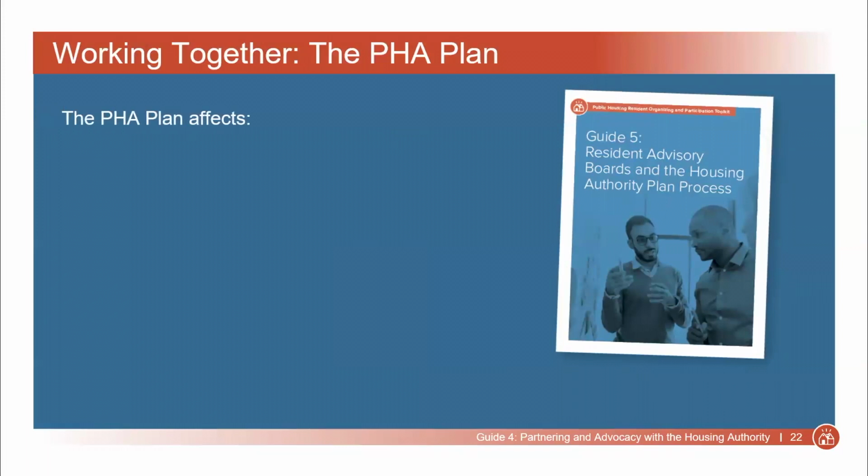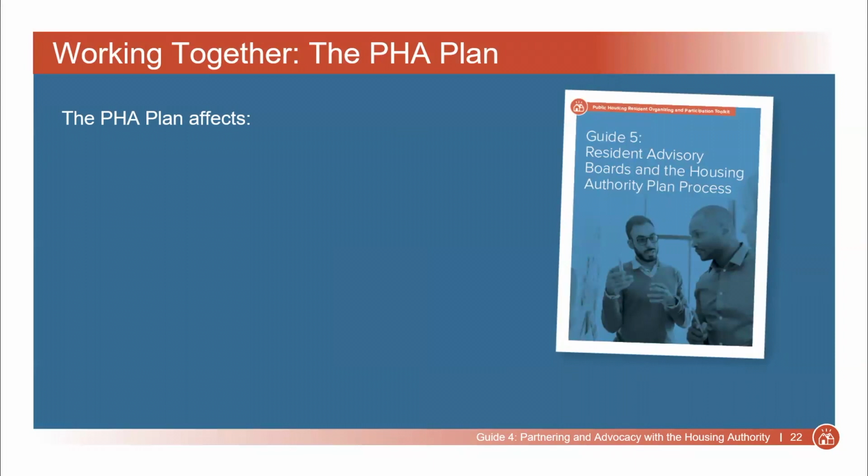Another way to work with the PHA is through the PHA plan process. Housing agencies must prepare a plan that is updated regularly. Some PHAs do an annual component and a 5-year component.